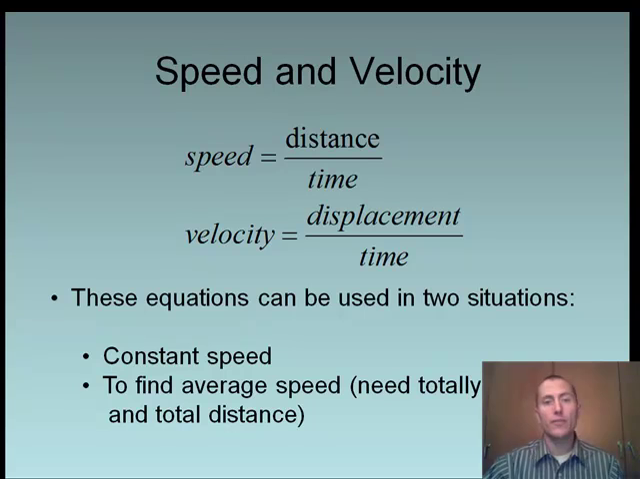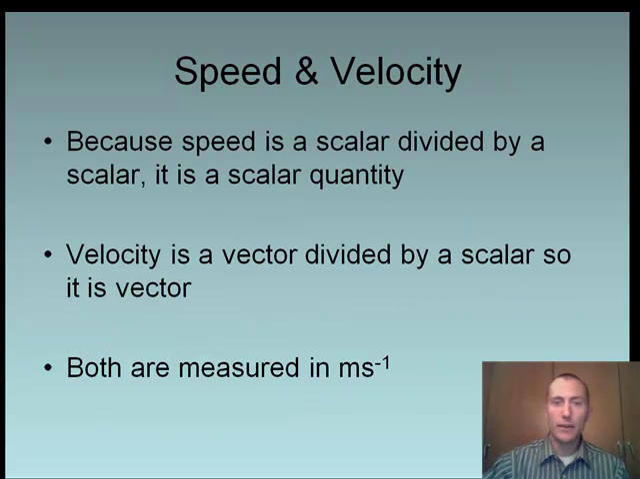Okay. We've already addressed this because speed is a scalar divided by a scalar. It's a scalar quantity. Since velocity is a vector, it has to have a direction with it, but both have the same units. Okay? So velocity we can think of as speed with a direction.